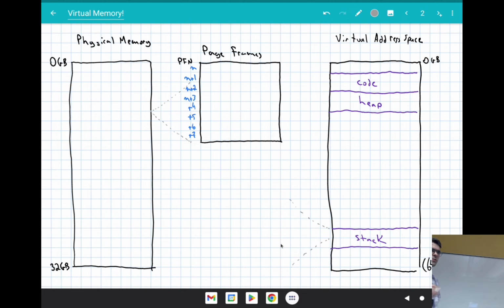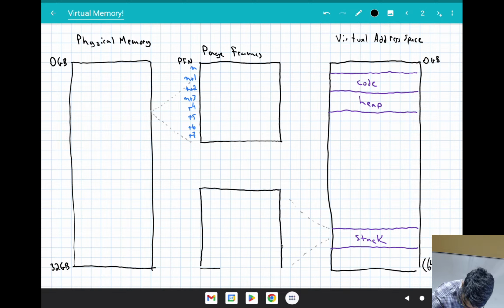I want to emphasize that these are not to scale. 64 bits worth of address space is just too big to draw, so it's not to scale. The idea is I want to take my virtual address space and split that up into pages. And I'm going to mark these as page M, M plus 1, plus 2, plus 3, plus 4, plus 5, plus 6, plus 7.